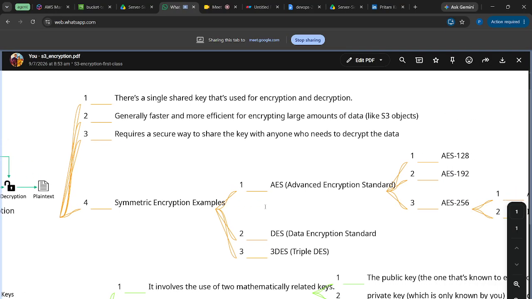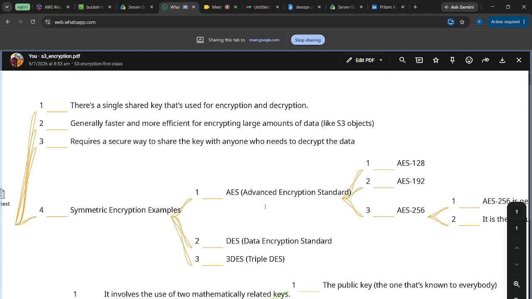Now, let's see a few of the points we have under symmetric encryption.